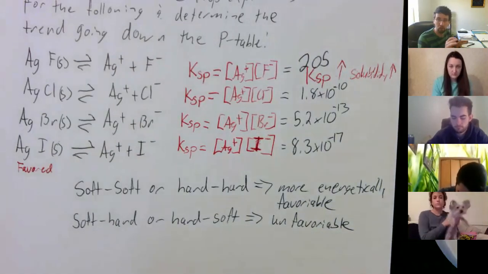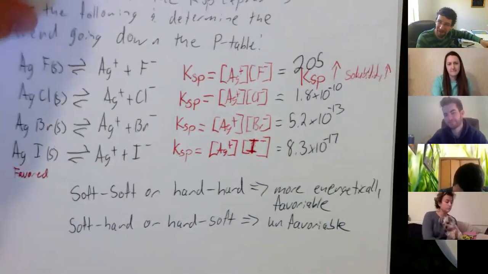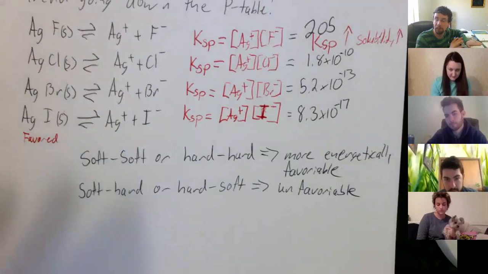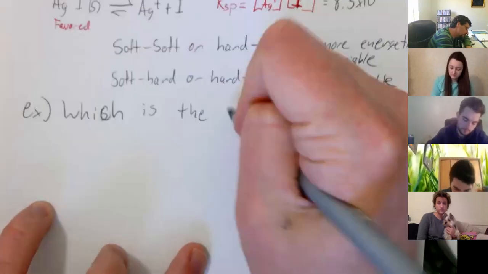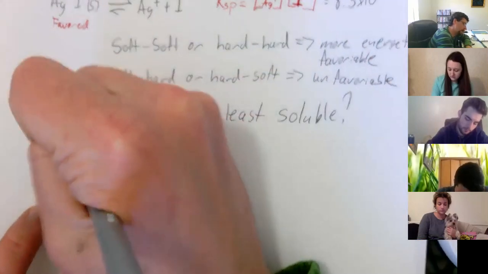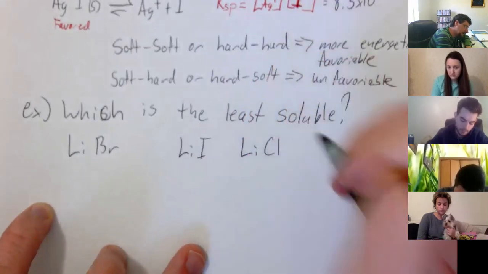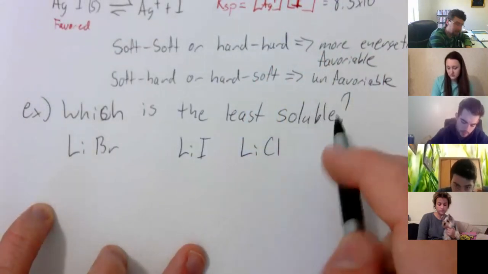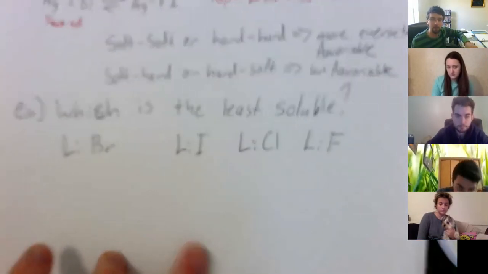Okay. So now we're going to ask another question. This is very representative of a multiple choice question you may see on an exam in your near future. Example: which is the least soluble in water? You have LiBr, LiI, LiCl. We're going to imply that it's in water. We have these guys.